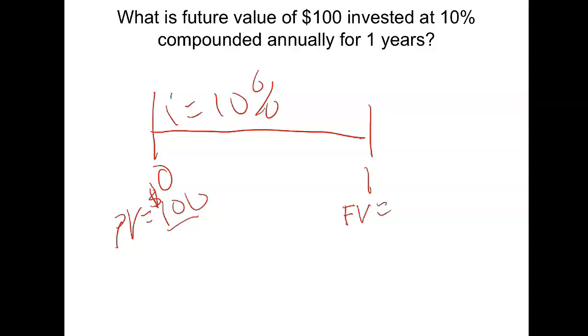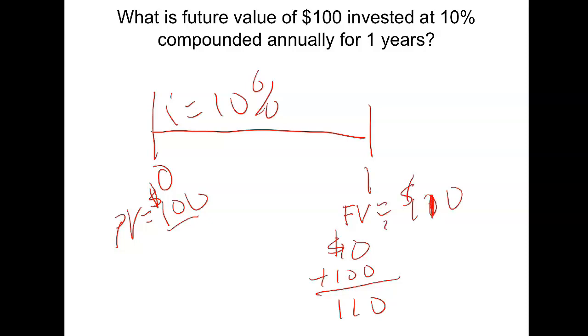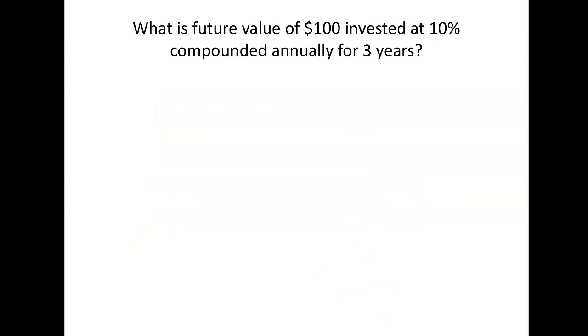a future value of, well, how much interest have we earned? $10, 10% of the $100, plus the original $100, gives us a future value at the end of the first year, sorry, can't write, $110, which was exactly the same as what we had with simple interest. But things begin to get different with compound interest when we have longer periods. In other words, when we have more than one period.